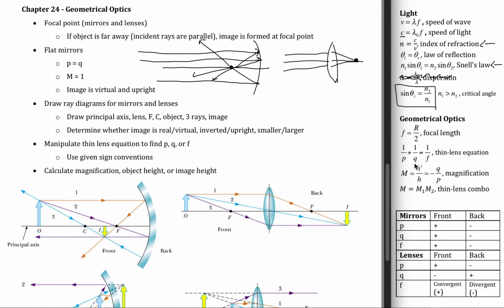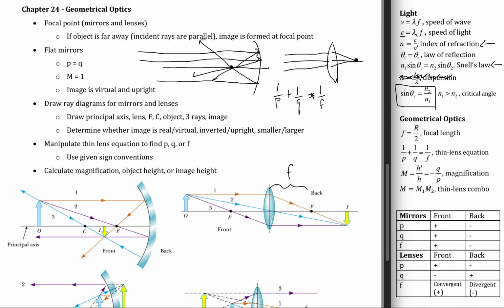If you look at the thin lens equation, which is also called the mirror equation, 1 over P plus 1 over Q equals 1 over F, where P is the distance of the object to the lens or mirror. As you can see here, if you have a mirror, the object is over here, so that distance is P. Q is the image distance, so the image is formed here. That's the image distance from the mirror to here. And F is the focal length. The focal length is the distance from your lens or mirror to that focal point. So that's the focal length.